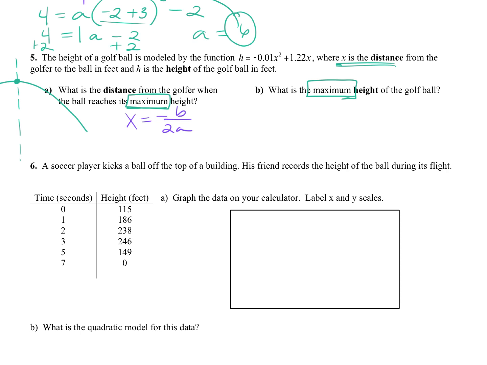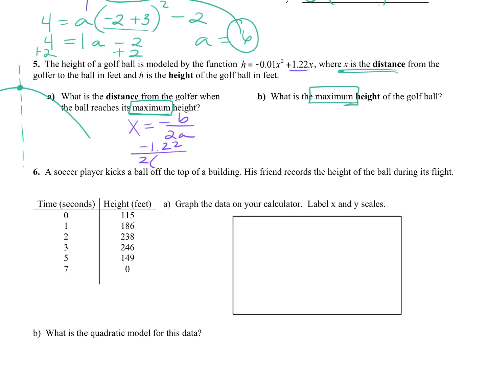Negative b over 2a. So negative b is negative 1.22 over 2 times your a value, negative 0.01. What's super important on this problem? Parentheses, right? If we don't put these parentheses in, we've got problems. Technically, you don't even need the ones at the end, but you're welcome to put them in if you want. So when you plug this in, negative 1.22 divided by parentheses 2 times parentheses negative 0.01, you get 61 feet. So the distance from the golfer is 61 feet.